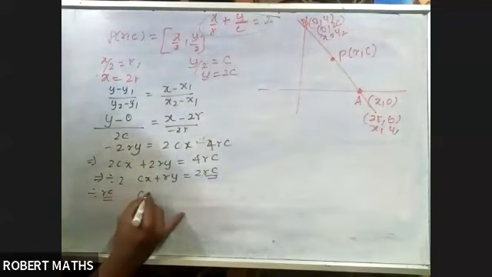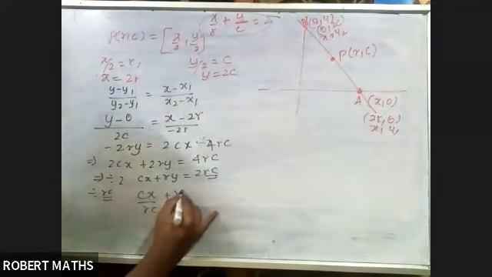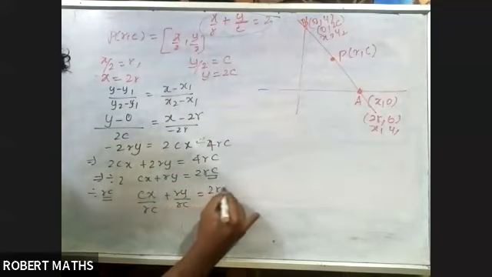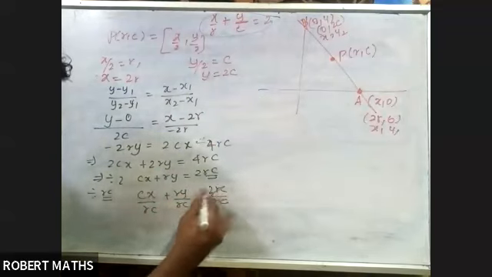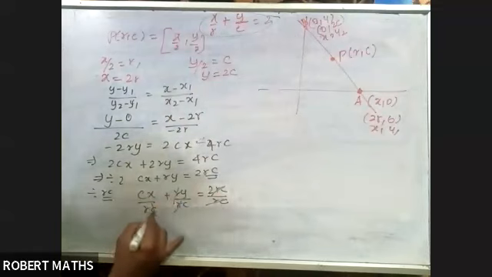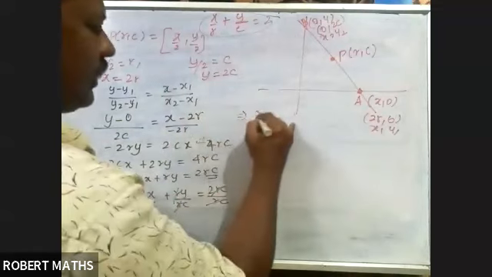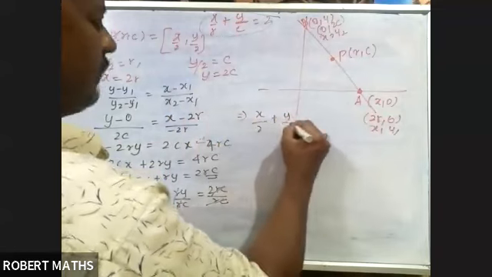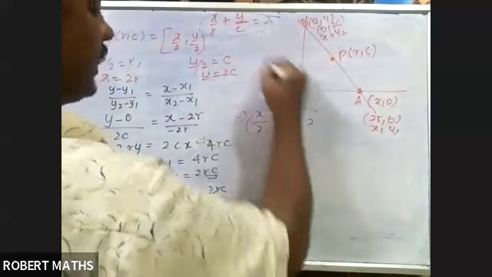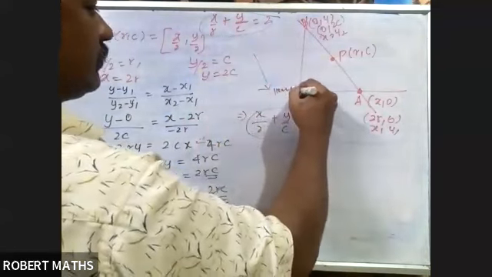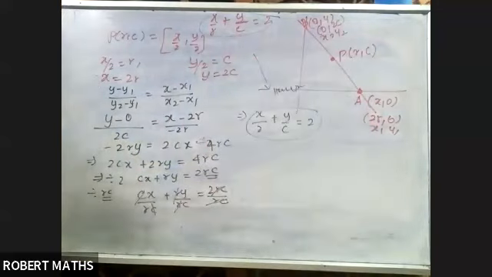Dividing throughout by rc: cx divided by rc, ry divided by rc, 2rc divided by rc. rc cancels, r cancels, c cancels. This will give you x by r plus y by c equals 2. Hence proved. Take it down. Very simple. Next problem.